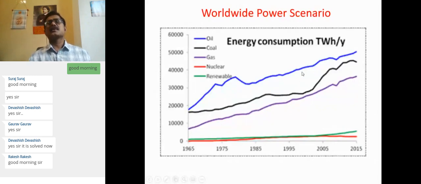So these three fossil fuels, the oil, coal, and gas, satisfy the major requirement of the energy consumption across the globe, isn't it?